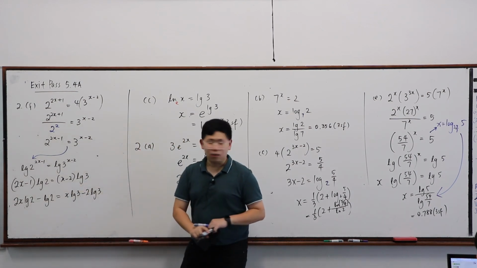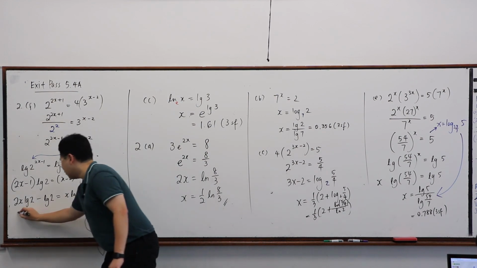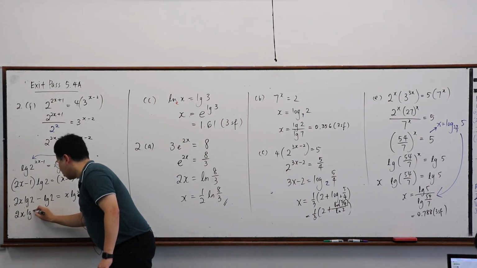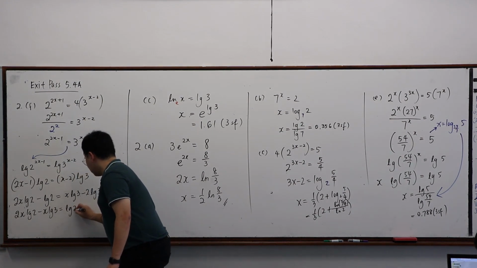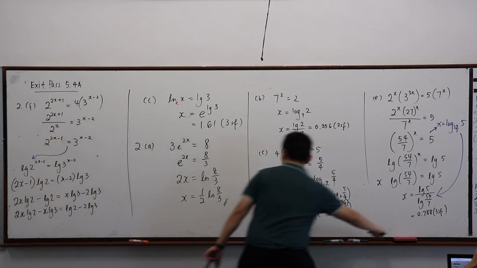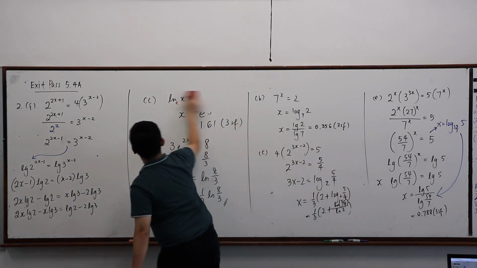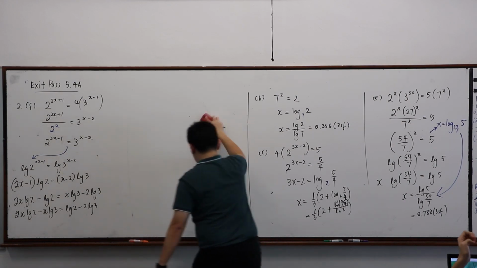Okay? Then I will gather all my x's together on the left. So 2x log 2 minus x log 3 equals log 2 minus 2 log 3. It looks a bit confusing now because there's a lot of steps going on, and later I'll show you the easier method.